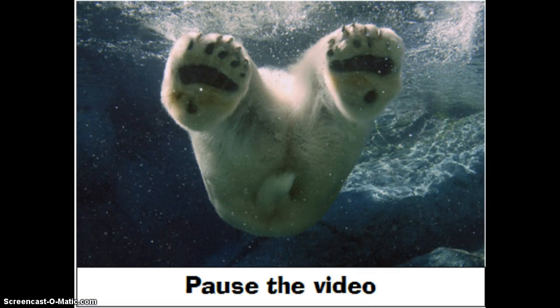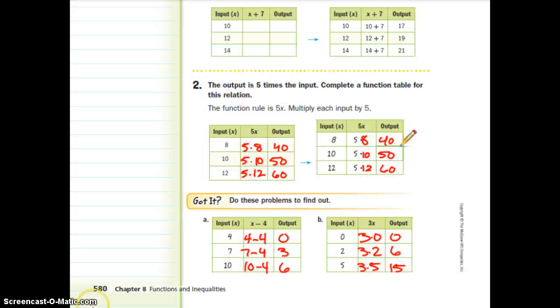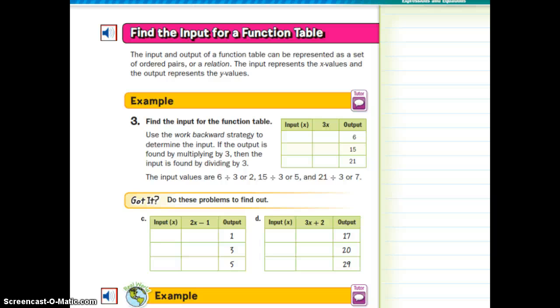Pause the video. Did you get what I got? For A, I got 0, 3, and 6. And for B, I got 0, 6, and 15. Again, it's not that hard. You just have to put the input into the function rule and then get your output. Turn the page.